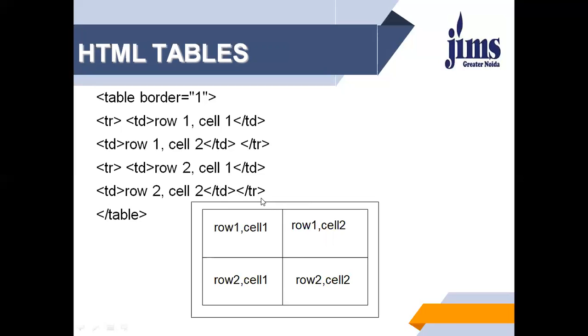So TR is a table row, TD is for table data. Depending on how many rows you need, you have to use the TR tag. If you need 4 rows, you have to use this TR tag 4 times. And depending on how many columns you need, you will use this TD tag. And then you close this table tag also. So the output will be like this.